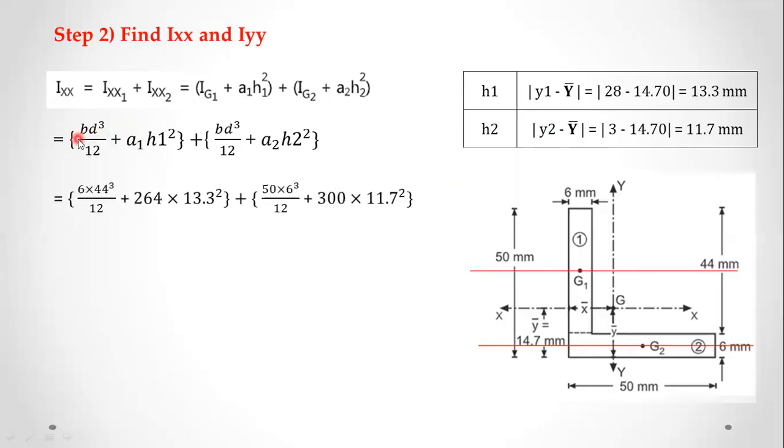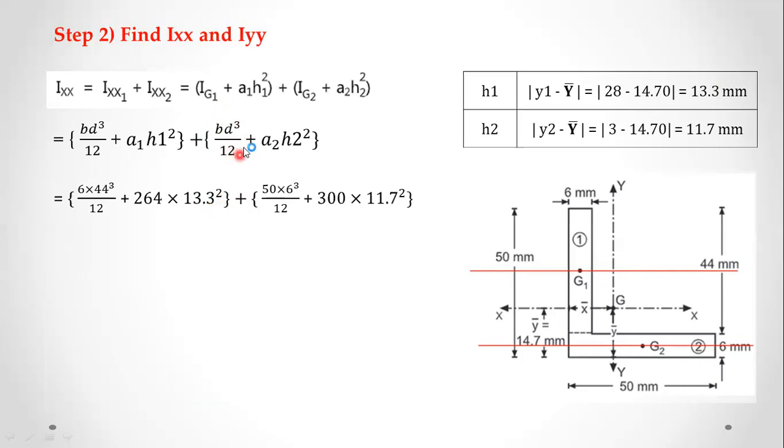B and D in this portion are the dimensions of the vertical rectangle. For the vertical first rectangle, B, the width, is 6 mm, and D, the depth, is 44 mm. So B is 6 and D is 44, cubed, divided by 12. A1 is the area of the first rectangle, which we found to be 264. H1 we calculated as 13.3, so 13.3 square.